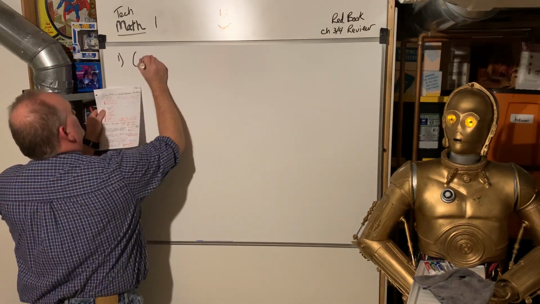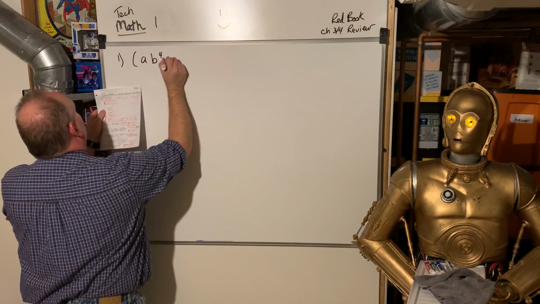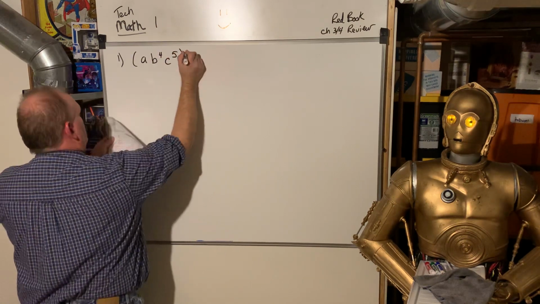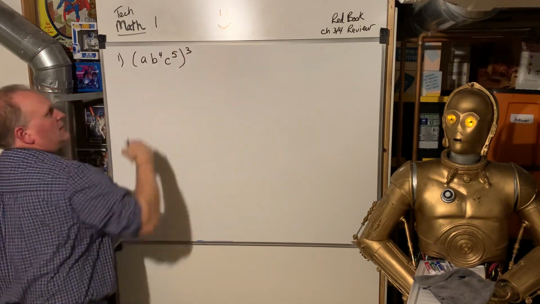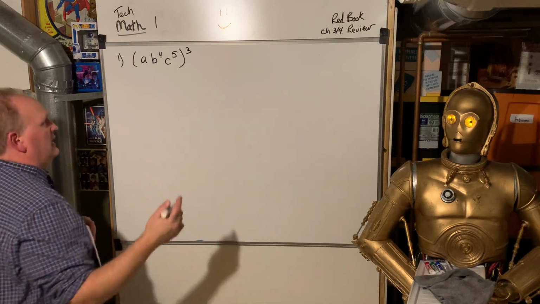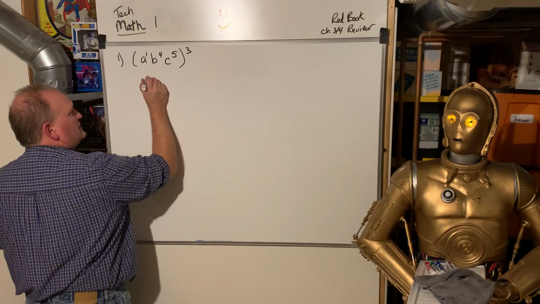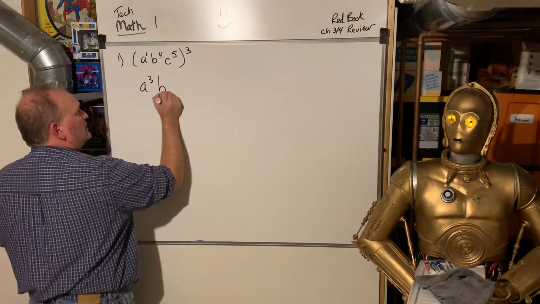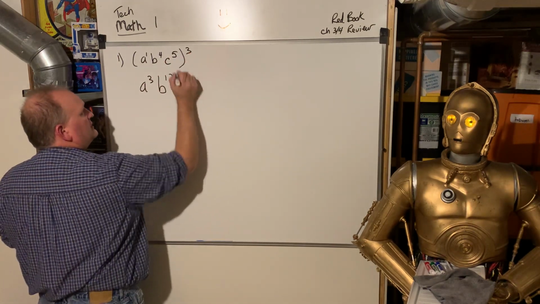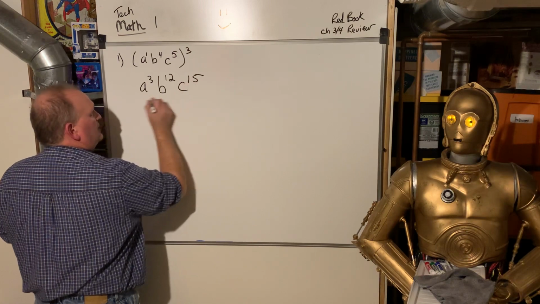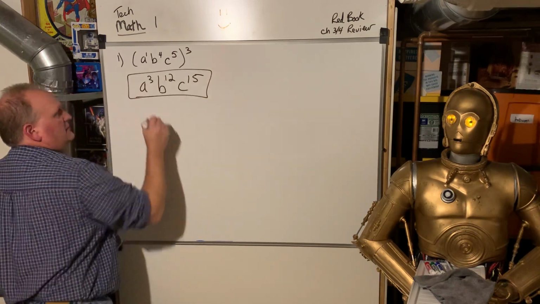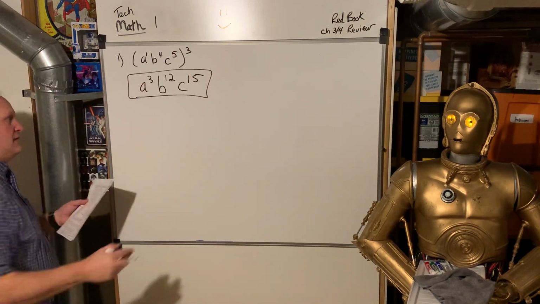Number 1, we have evaluate this. And so when you have a power raised to a power, you multiply those exponents. And so 1 times 3 is 3, 3 times 4 is 12, and 3 times 5 is 15. And that's it. So that's a quick and easy problem, right?